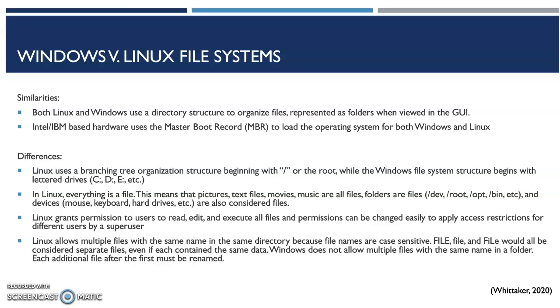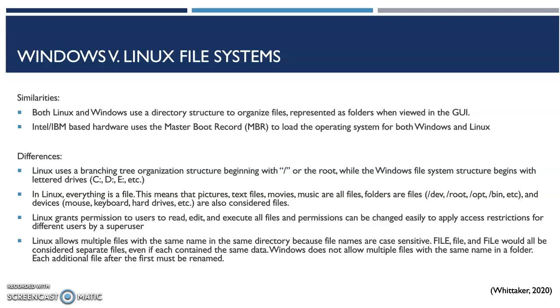The other differences: Linux uses a branching tree organization structure beginning with the root or /, while the Windows file system structure begins with the letter drive, C, D, E, etc. C is the most common hard drive letter. In Linux, everything is a file. This means pictures, text, movies, music, those are all considered files. Folders are also considered files, and there's a group of some of the most common ones there in Linux. And devices are also considered files. So a mouse, keyboard, hard drives, peripherals of that nature are also considered files.